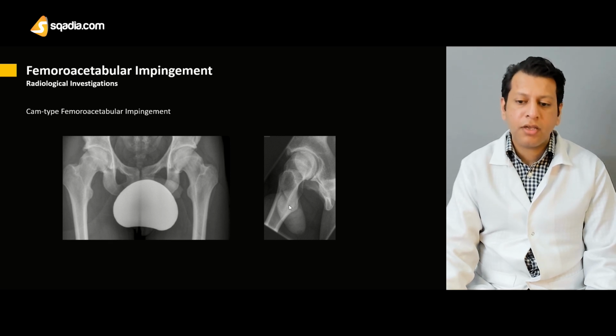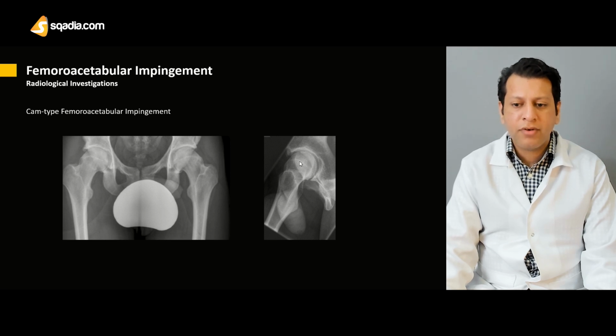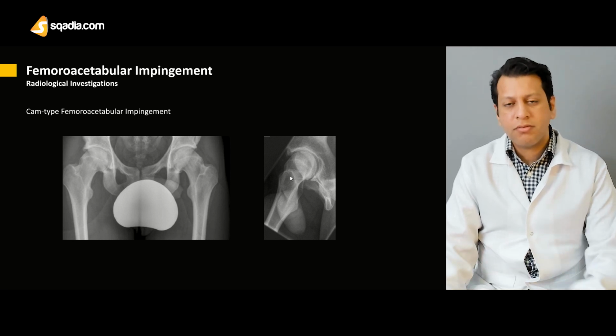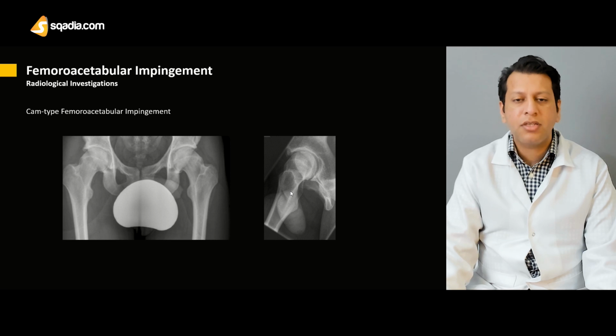And on the lateral view, you have to calculate the alpha angle as well, in which you calculate the angle from the shaft, and then one line is coming down, and you are calculating how much it is away from the center of the head. This is actually the alpha angle.